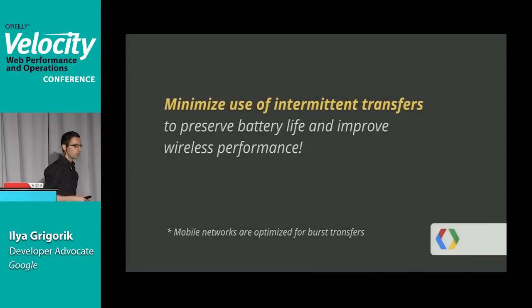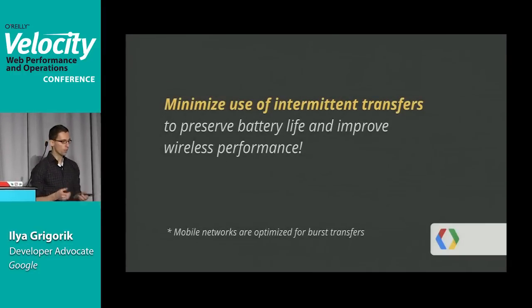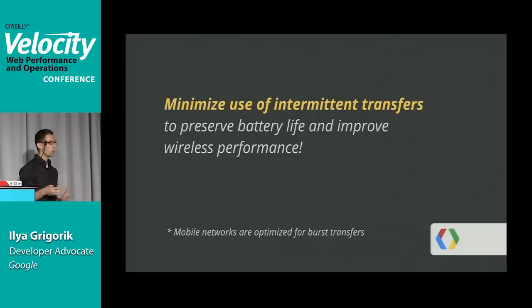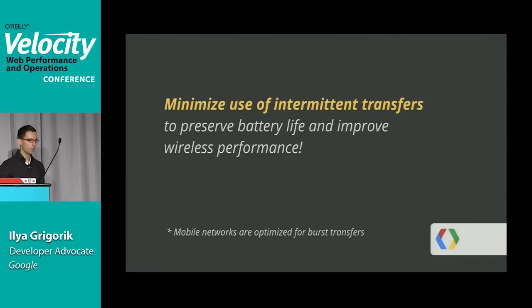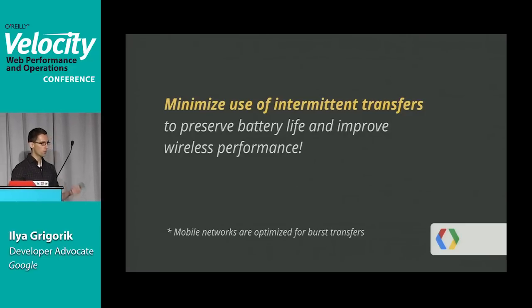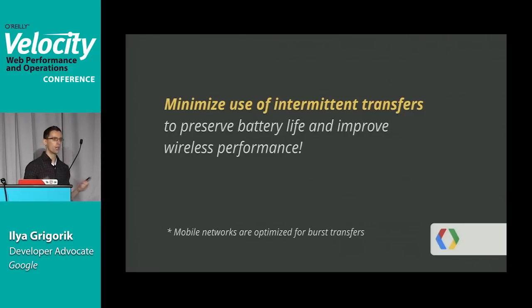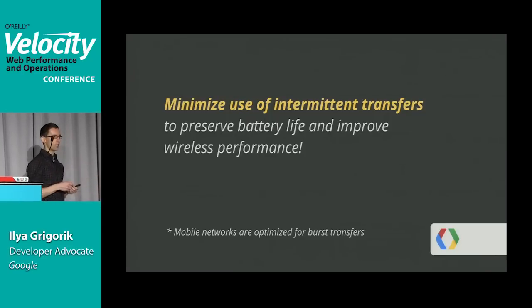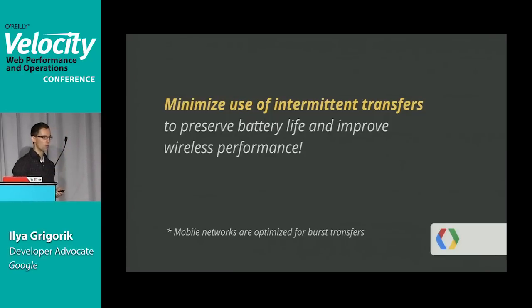So another tip in optimization that we should all be doing is, of course, minimizing the number of intermittent transfers on mobile devices, which is to say, you don't want to be doing this kind of dumb polling in the background. And not only that, but you also want to batch your resource transfers, because mobile networks are optimized to transfer large amounts of data quickly, not feed the data bit by bit to your device.